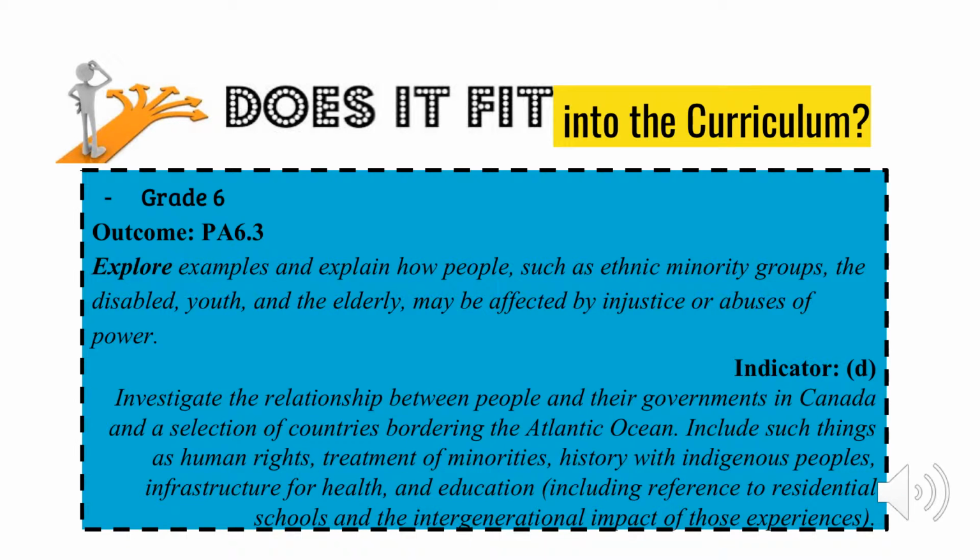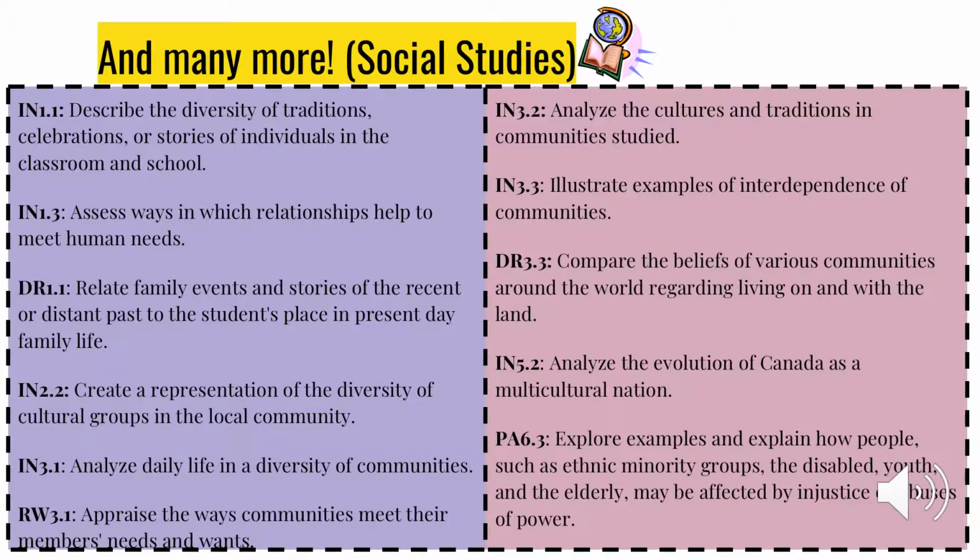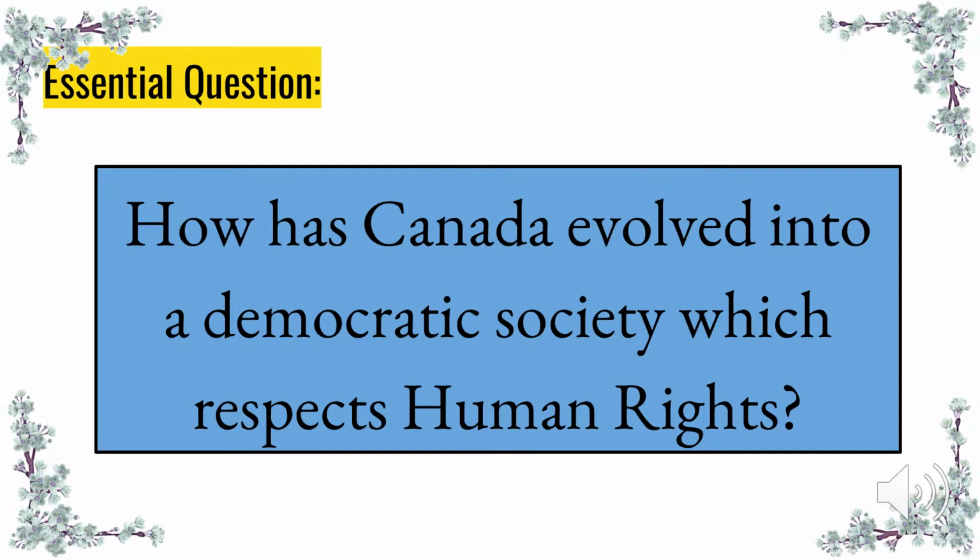Now, for curriculum connections, there are many, but for today's lesson, it is outcome Power and Authority 6.3, which says to explore examples and explain how people, such as ethnic minority groups, the disabled youth, and the elderly, may be affected by injustices or abuses of power. Other outcomes may be IN 1.1, DR 1.1, IN 5.2, and this list is long. A possible essential question that can go along with this topic, for example, can be, how has Canada evolved into a democratic society which respects human rights?